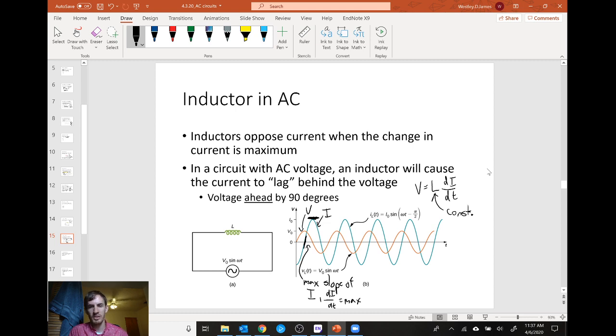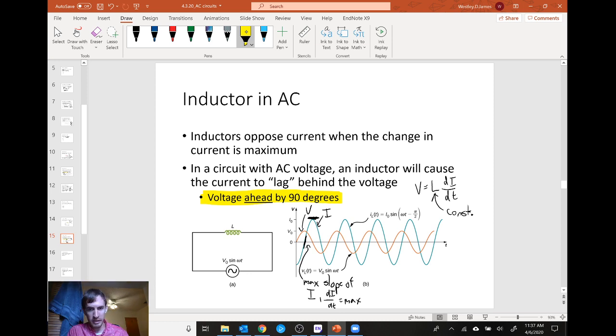So the result of this is that the voltage is ahead of the current by 90 degrees. You can see here the maximum occurs before the maximum for current. Maximum voltage before maximum current. So the voltage is ahead by 90 degrees. Okay? So the current lags behind the voltage.